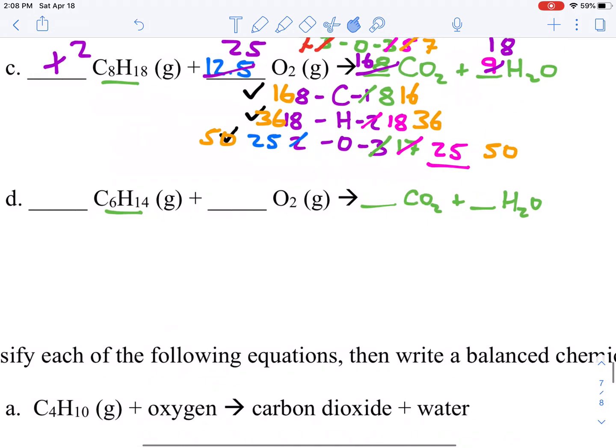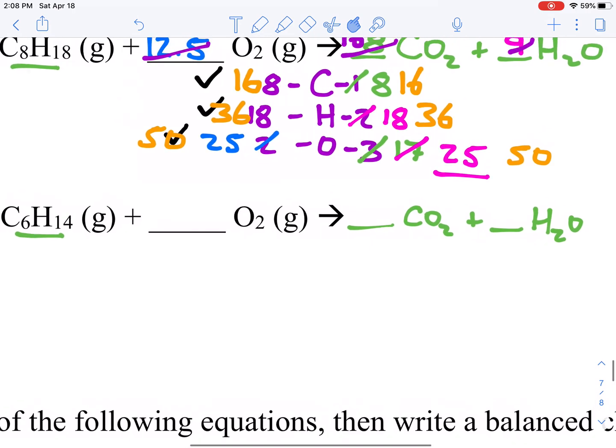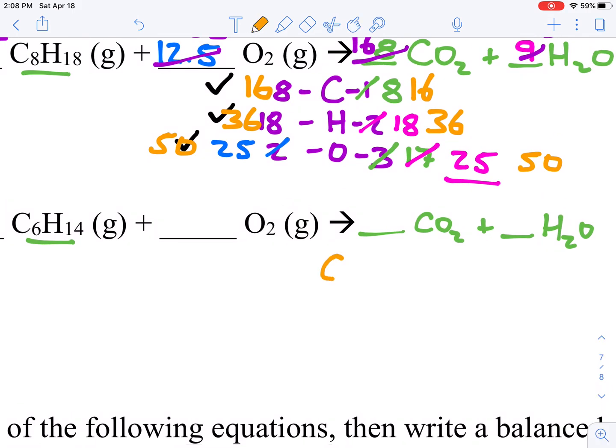Okay, let's try one more in letter D. So we again have carbon, hydrogen, and oxygen. Here's C, H, and O. We have 6 carbons on the left. We have 1 on the right. We have 14 hydrogens on the left. We have 2 on the right. We have 2 oxygens on the left. We have 3 on the right.